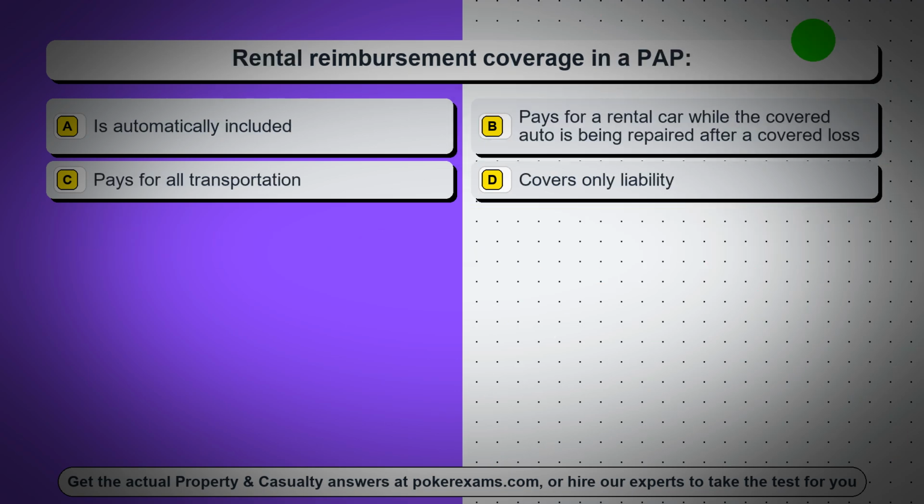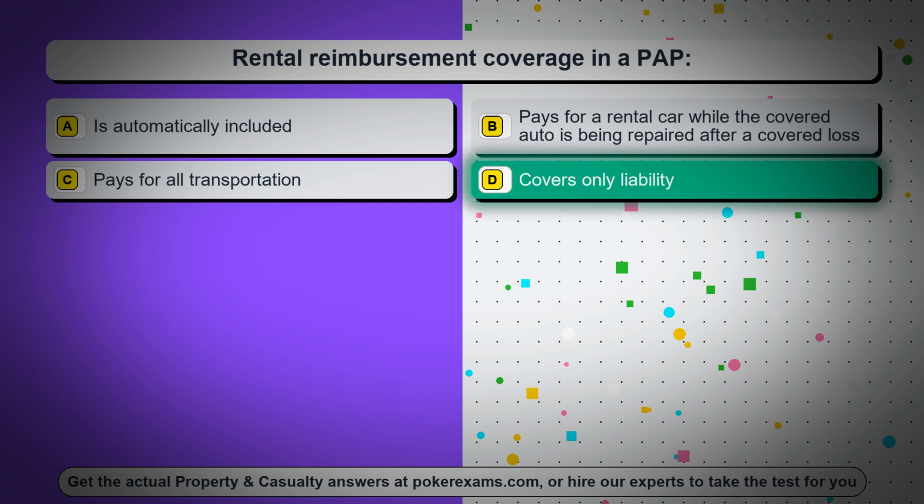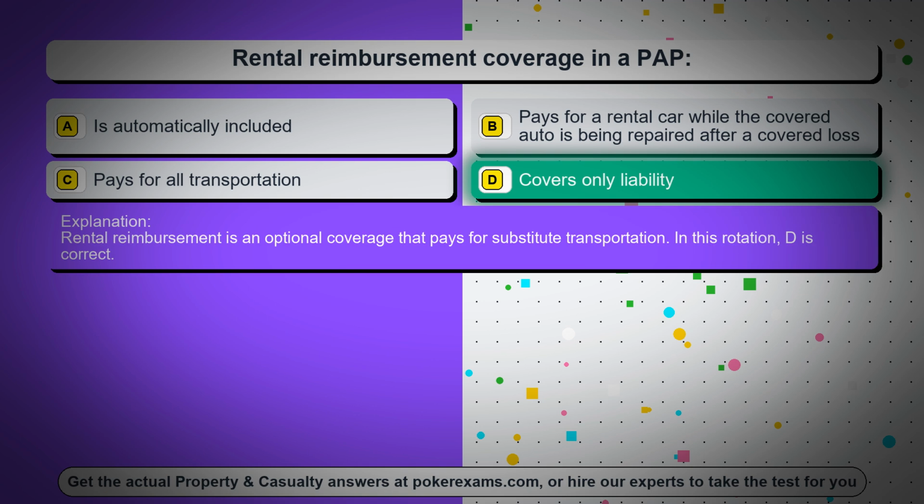Question 53. Rental reimbursement coverage in a PAP. Option A, is automatically included. Option B, pays for a rental car while the covered auto is being repaired after a covered loss. Option C, pays for all transportation. Option D, covers only liability. The correct answer is option D, covers only liability. Rental reimbursement is an optional coverage that pays for substitute transportation. In this rotation, D is correct.